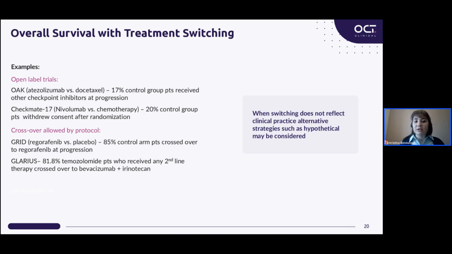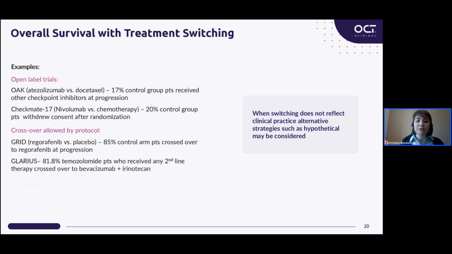When there is no effective alternative for subsequent therapy, patients are often allowed to cross over to the investigated treatment arm upon progression. It could even result in similar exposure to investigational therapy in both arms. Such circumstances cannot occur outside of the clinical trial and do not reflect clinical practice.